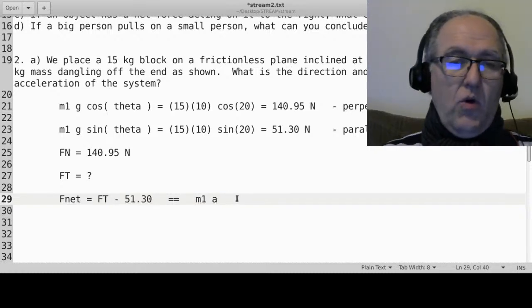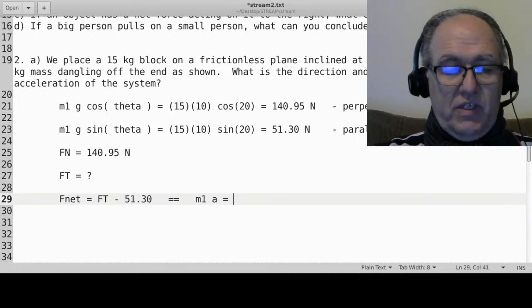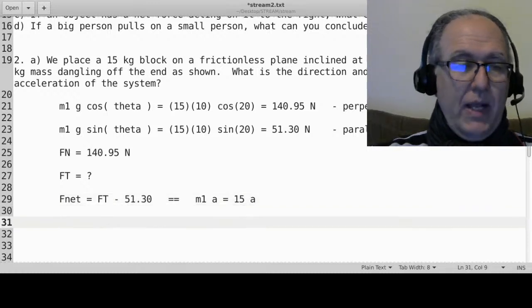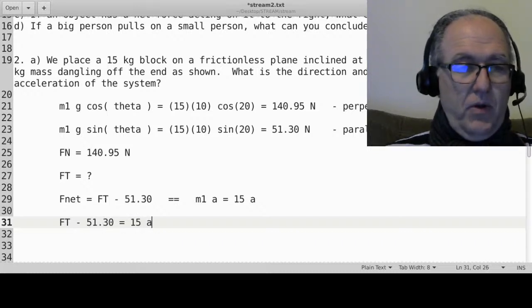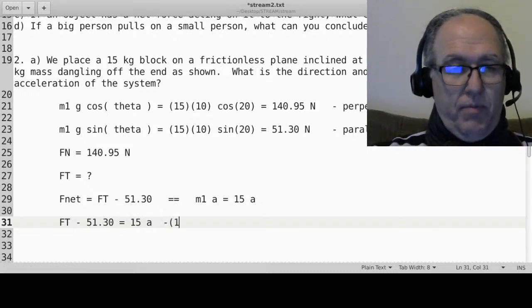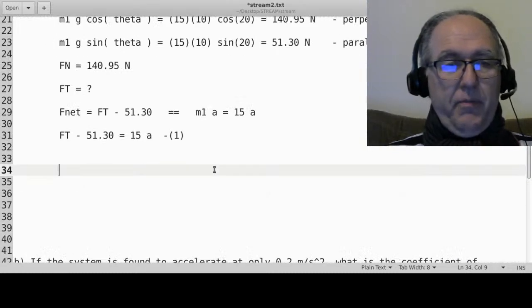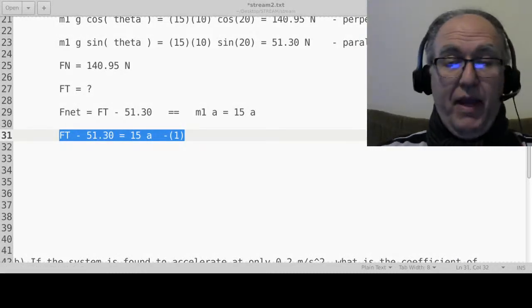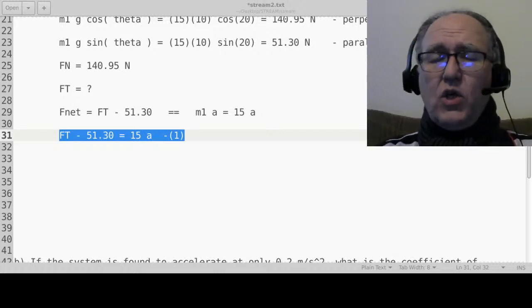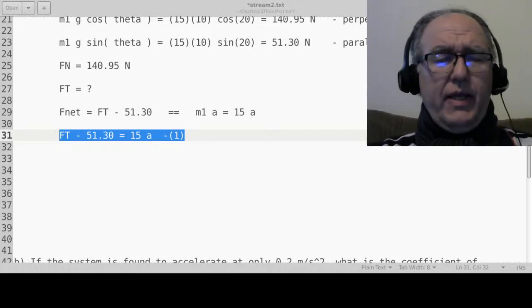Okay, and so we know what M is equal to. It's 15 times A, and so you get your first equation, Ft minus 51.30 is equal to 15 times A. Call that equation number one, and you can't go any further. You can't go any further because you don't have Ft and you don't have A. We're trying to solve for A. And I didn't ask in the question, but once you get A, you can also get Ft.